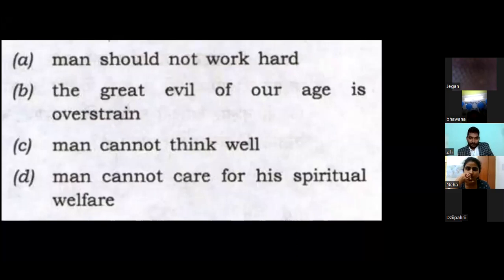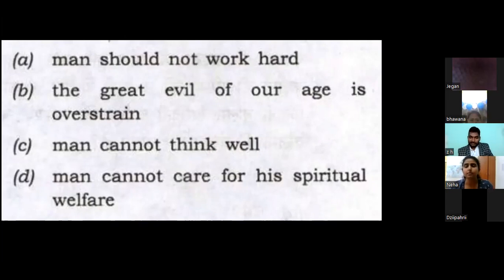Tell me, what do you think about these options? You don't know the question. You are only seeing the options on the screen. Among the 4 given options, which one would you choose as the most plausible one, based on your common sense, based on what we have seen in the previous slide? Yes, sir. According to me, option A looks like a negative condition. A man should not work hard.